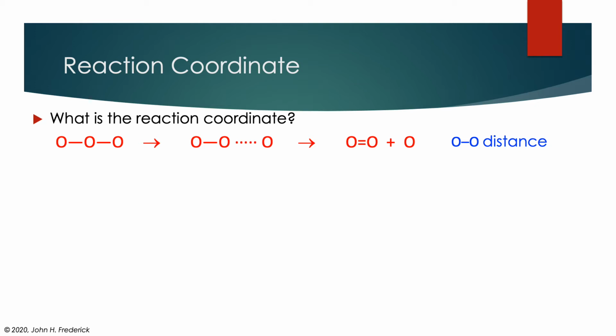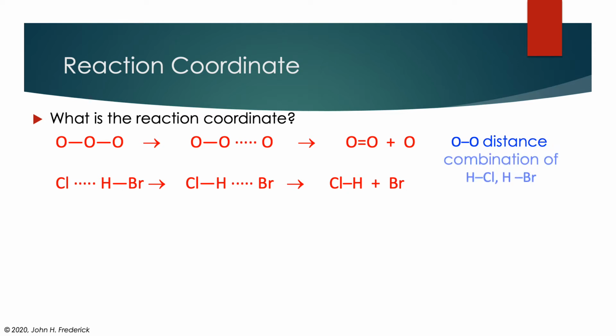Is it going to be as simple as this for all reactions? Well, probably not. Let's consider a little bit different reaction. This is one where we have a chlorine atom reacting with hydrogen bromide, and the chlorine basically strips the hydrogen off of the hydrogen bromide, leaving a bromine atom. All right, so we've got a few things going on here. We've got a new bond being made between the chlorine and the hydrogen. We've got an old bond being broken between the hydrogen and the bromine. So now our reaction coordinate is really some kind of combination of the distances between hydrogen and chlorine and the hydrogen and bromine. So it's not quite as straightforward.